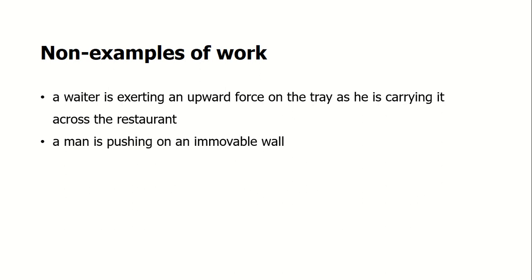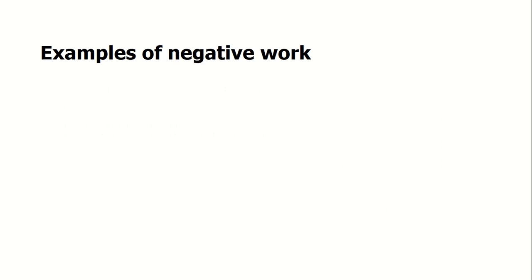Here's another example. A man is pushing on an immovable wall. So pretty sturdy wall, right? Even though you are exerting a large amount of force on the wall, if you are not able to displace or to move the object, in this case the wall, no work is done on that object. Okay? So you can be exerting positive work or zero work on an object.